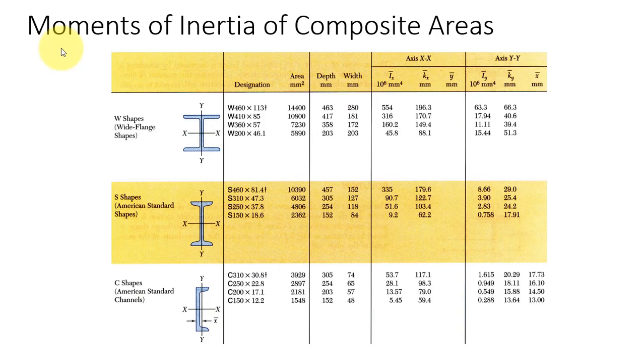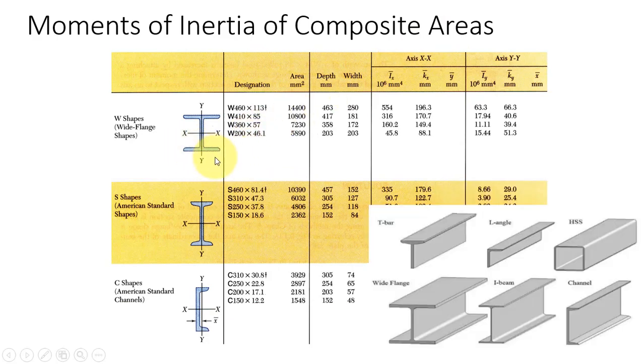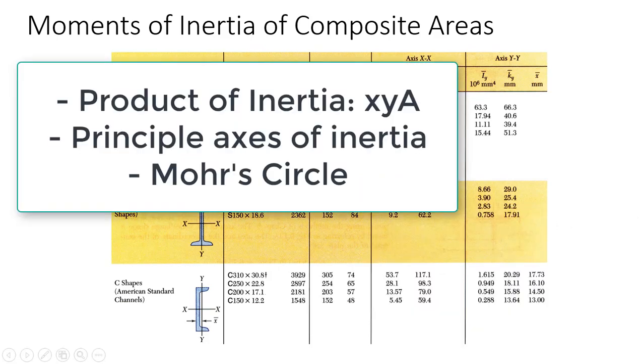A couple things we're going to cover in this video, and that is moments of inertia of composite areas. Some of those composites are going to be created with beams, and maybe beams with other things welded on top of them. We're also going to look at the product of inertia, principal axes, and Mohr's circle.